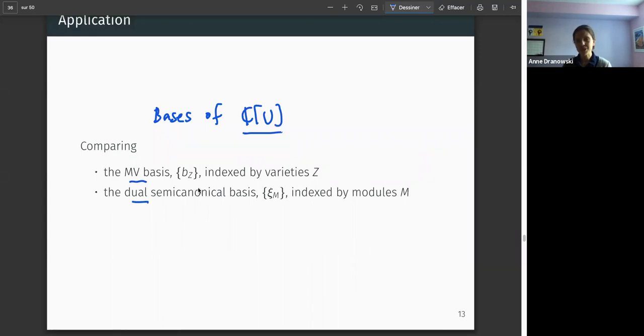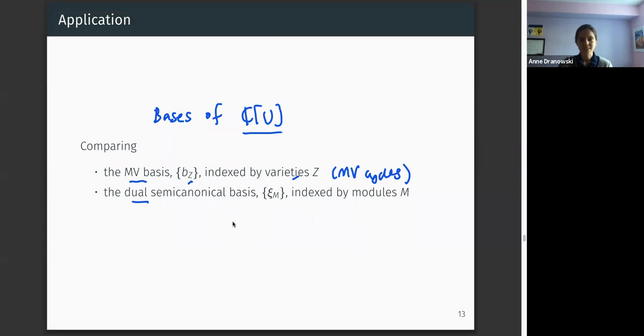of some fixed group. Say GLM is one that you can have in mind, matching up the group defining this affine Grassmannian where the MB cycles live. So the indexing set here is just the MB cycles. And the dual semi-canonical basis is indexed by a different construction entirely, modules for a preprojective algebra that has to do with the group G that is the main factor in the MV construction. Okay, so we'd like to compare these two bases of C[U].